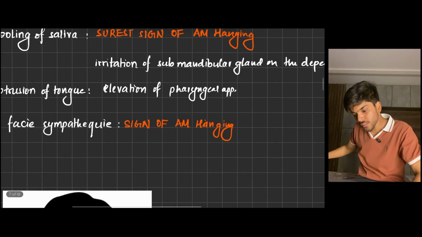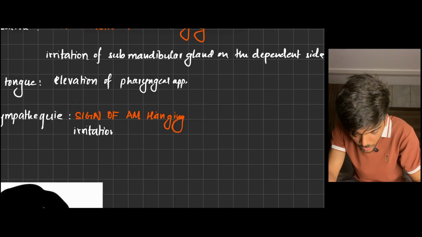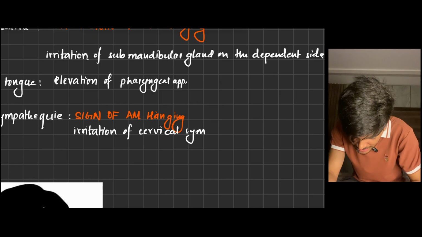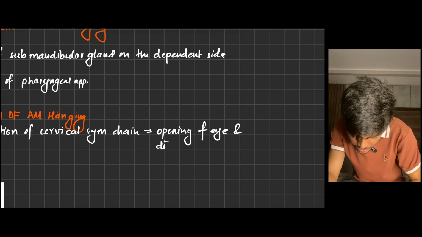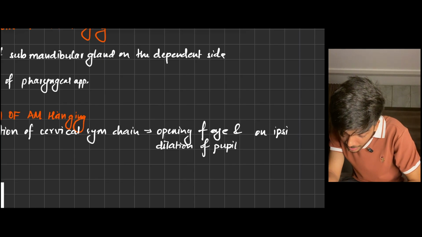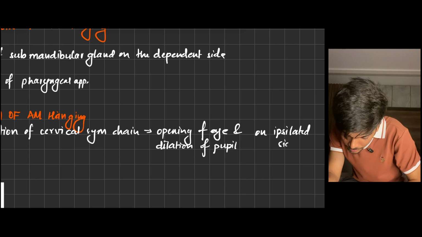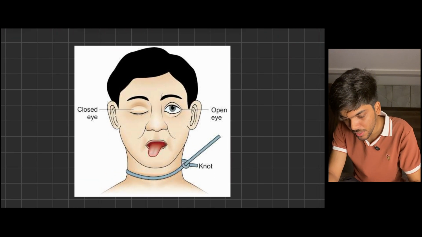So here what happens? There is irritation of the cervical sympathetic chain that results in opening of the eye and dilation of the pupil on the ipsilateral, that is the same side. Okay, see here. So this is the revision for you guys.